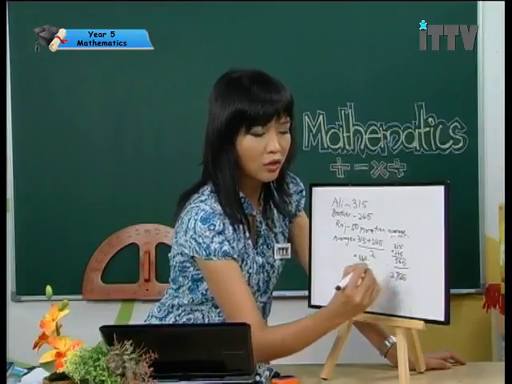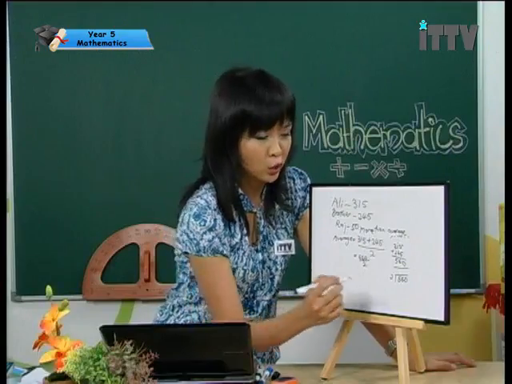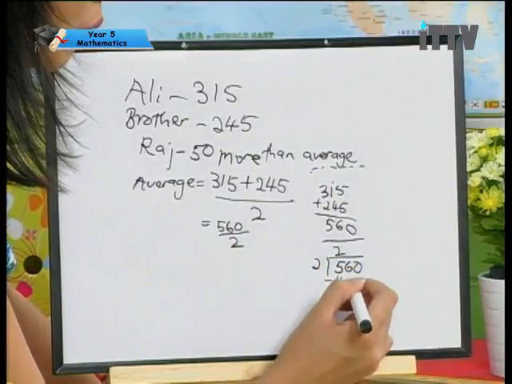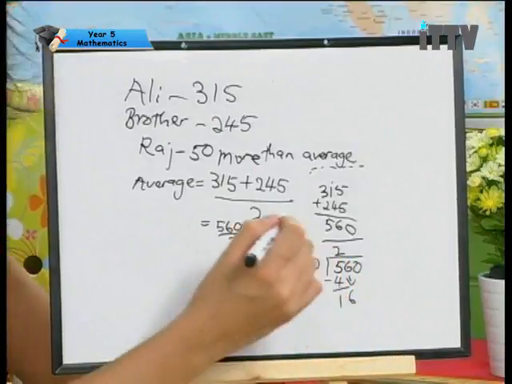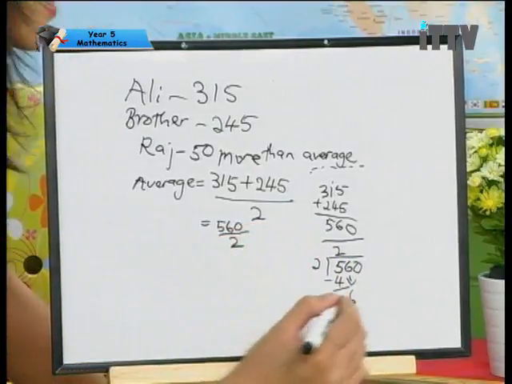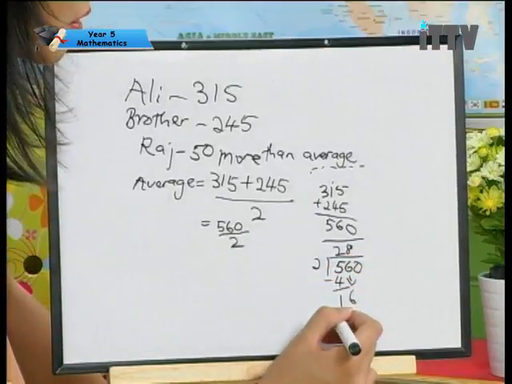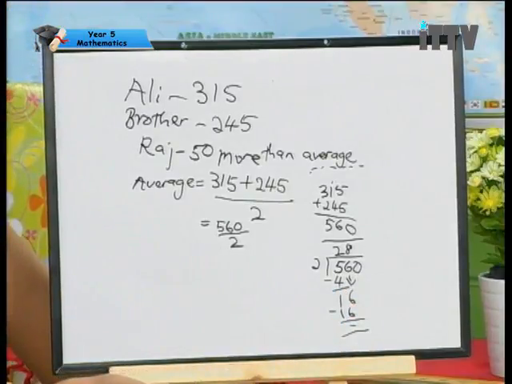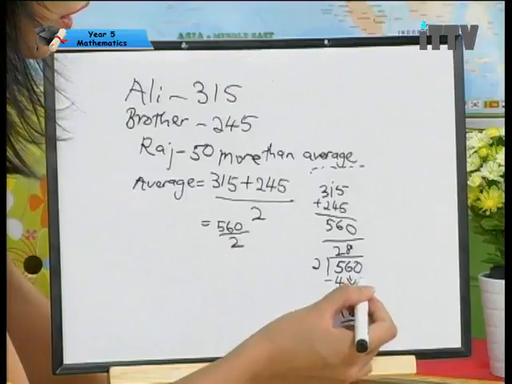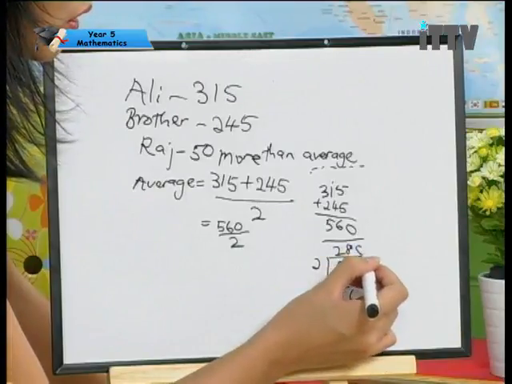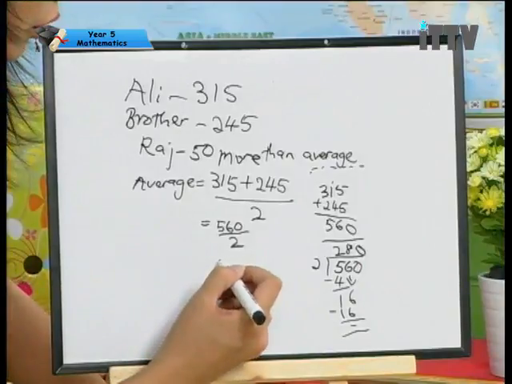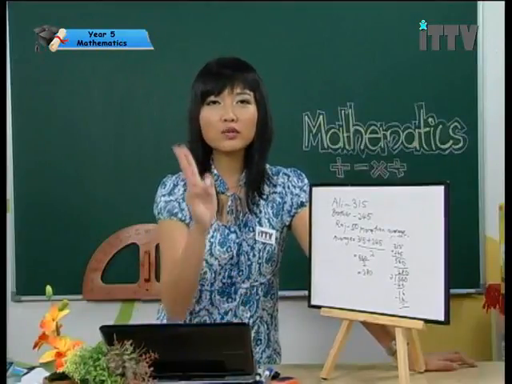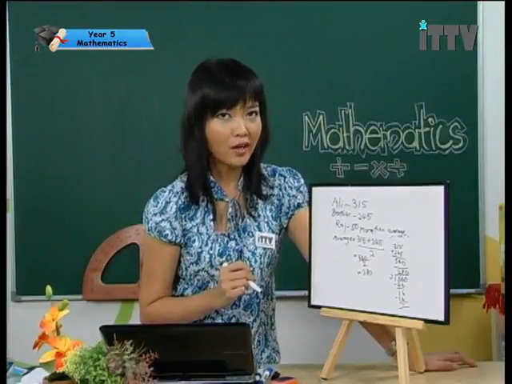560 divided by 2. 5 divided by 2. 2 with 1 remainder, right? So we minus 4, 1. Bring down 6. 16 divided by 2? 8. 8 times 2, 16. So we minus 16. Okay, 0. Should we just leave it there? No. Okay, if this number cannot be divided, we will put a 0 at the top. Yeah? So over here we have 280. Now we know that the two brothers' average is 280.